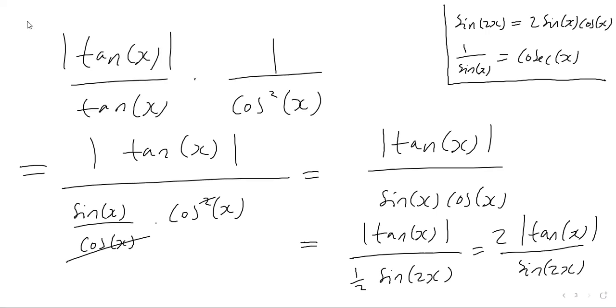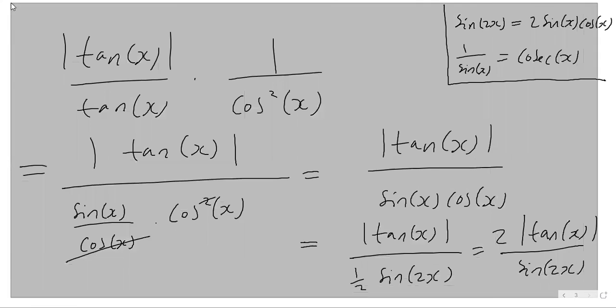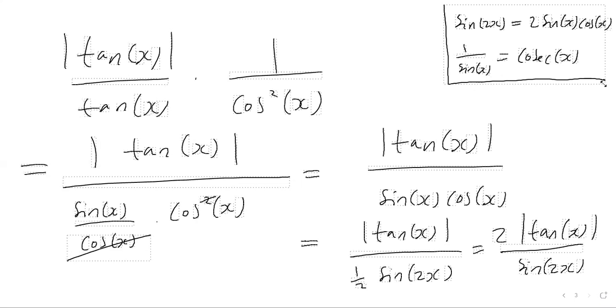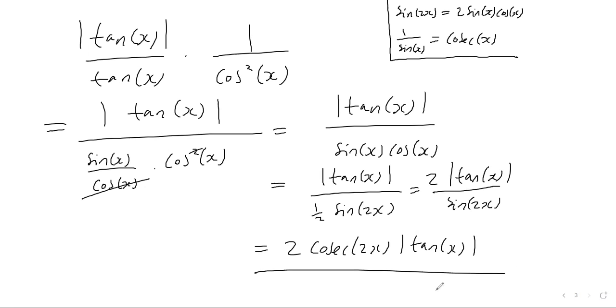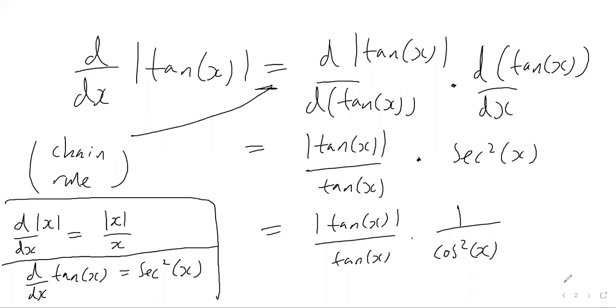So what we get in conclusion is 2 lots of cosec of 2x multiplied by the modulus of tan x. So this result here is actually our final result: 2 lots of cosec 2x times the modulus of tan x.